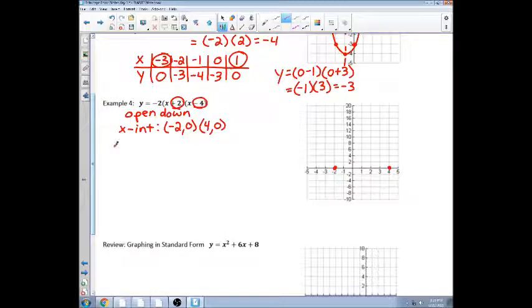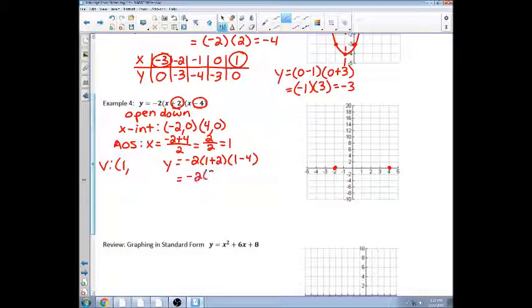Now I need to find my axis of symmetry. That would be x equals -2 plus 4 over 2. Well, -2 plus 4 is +2, over 2 is 1. So my x is 1. So in my vertex, I can start writing it as 1, comma. Now I need to find my y value. So y equals -2 times 1 plus 2 times 1 minus 4. -2 times 3 times -3. Well, -2 times 3 would be -6. -6 times -3 would be +18. So my vertex is 1, 18.